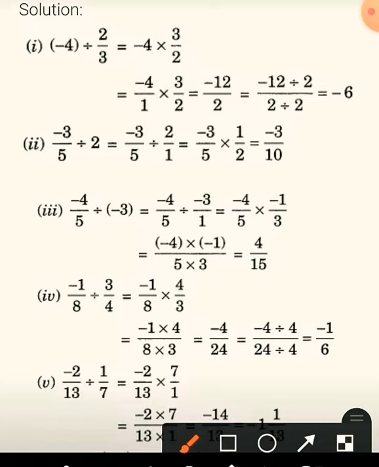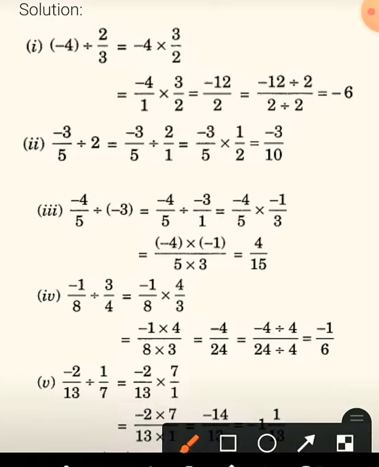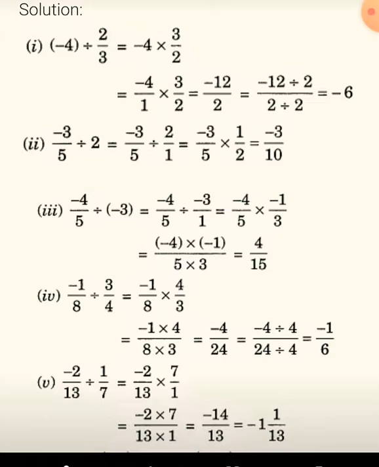Okay, sign दिया है, so that also we have to multiply. So minus 4 into minus 1. So 4 ones are 4 and minus into minus is plus. So only 4 will come, or plus 4 also you can write. Now in the denominator 5 3s are 15. So 4 upon 15 will be your answer of third one.